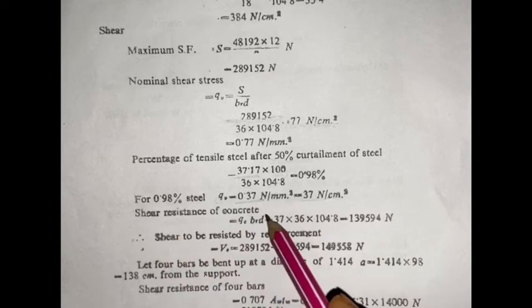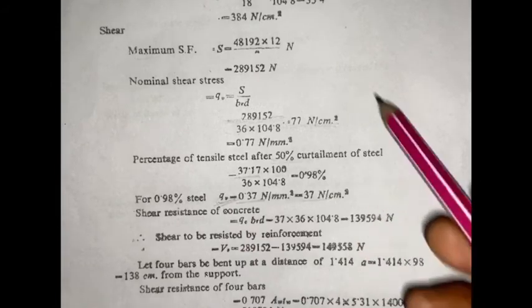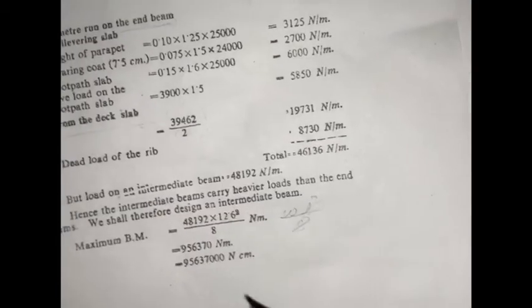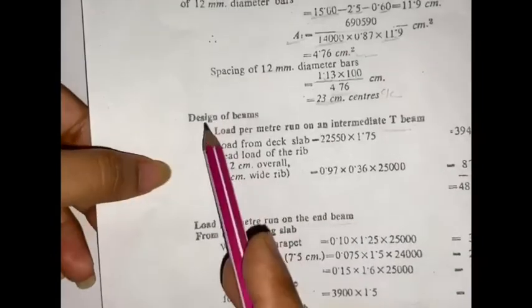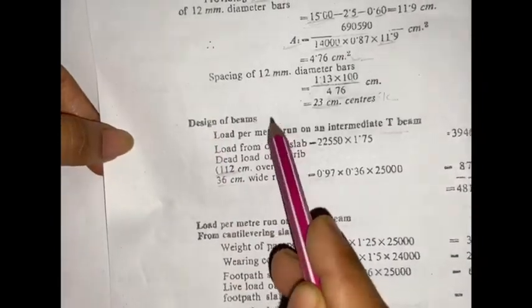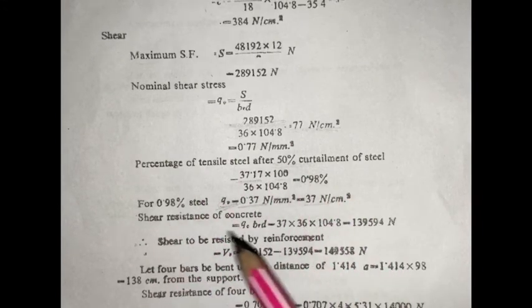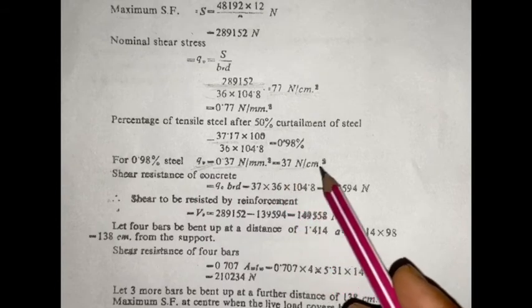Shear reinforcement of the concrete, this is the tau v you will get from the code book, and if you are not getting these points, please go through the T-beam design, you will get it, because in this step we are designing the T-beam. Okay, we are designing the beam, that is the T-beam. If you are not getting these values and these concepts and steps, please go to the design of the T-beam, you will get everything. So now tau v from the code book we have 37 Newton per centimeter square.